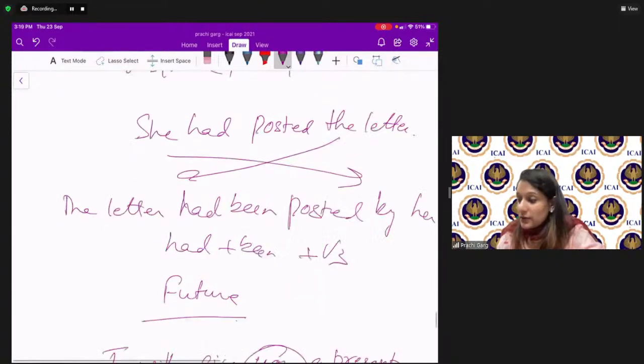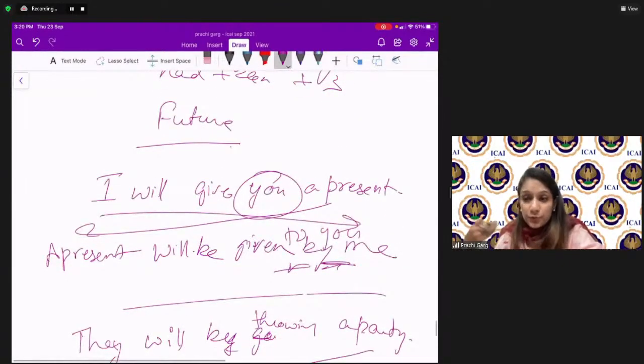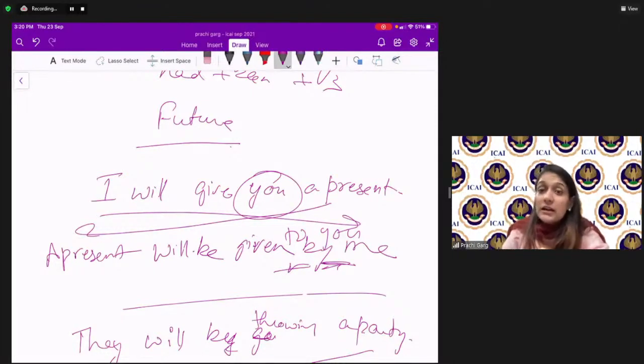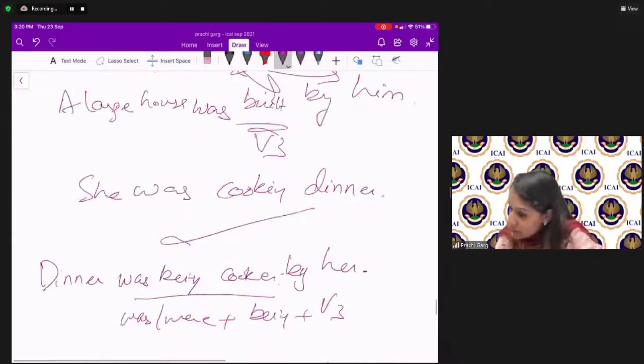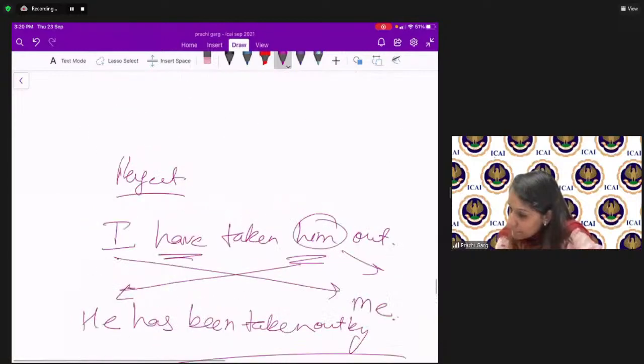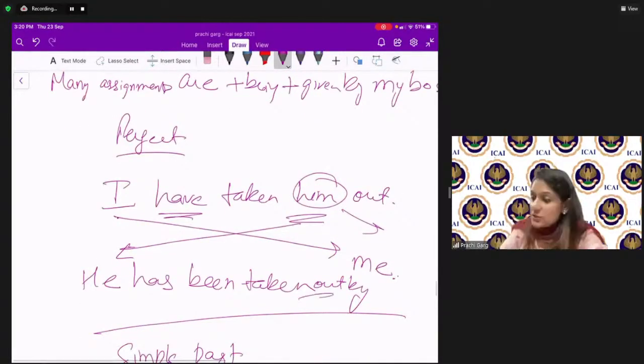Okay. Now let's move on to the future. I will give you a present. So a present will be given to you by me. Okay. Make sure the indirect object, you place it after the verb only after it becomes from active to passive, and you have to use "to" also, to you. And wherever it is required, like in this case, "out": I have taken him out. Here, "to" was not required. So we just added "out" like that.